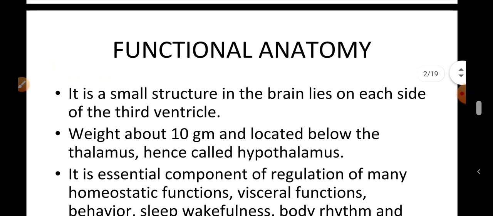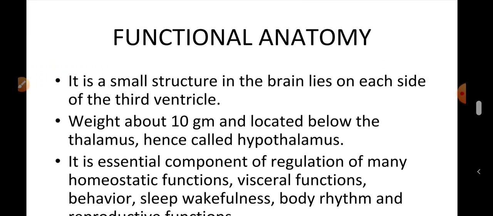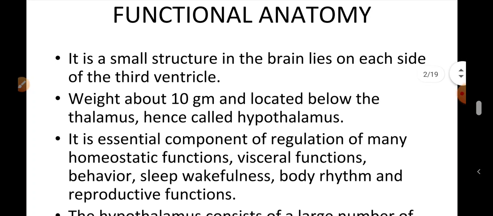So, functional anatomy of hypothalamus. It is a small structure in the brain, lies on each side of the third ventricle. The weight of hypothalamus is about 10 gram and it is located below the thalamus, hence is called hypothalamus. It is an essential component of regulation of many homeostatic functions, visceral functions, behavior, sleep wakefulness, body rhythm and reproductive functions.